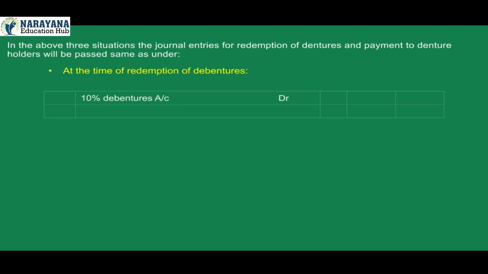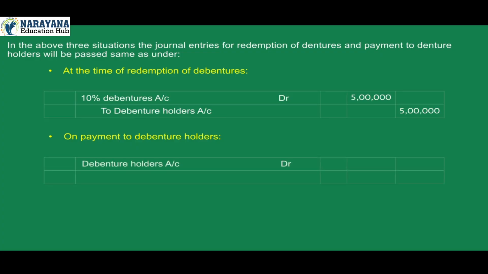In the above three situations, the journal entries for redemption of debentures and payment to debenture holders will be passed the same as under. At the time of redemption of debentures, 10% debentures account debit, 5 lakh, to debenture holders account credit, 5 lakh. On payment, debenture holders account debit, 5 lakh, to bank account credit, 5 lakh.